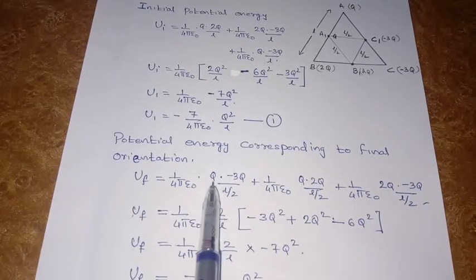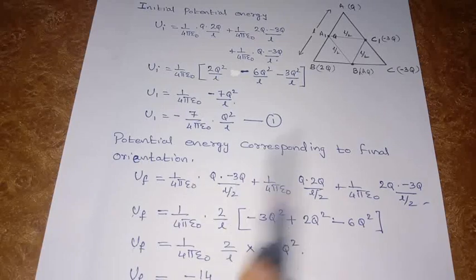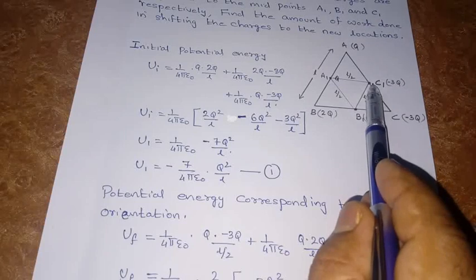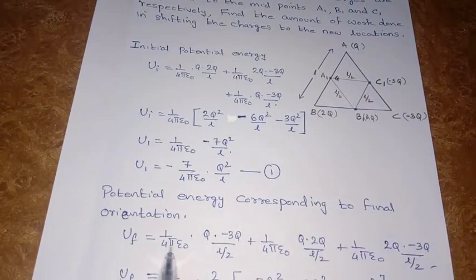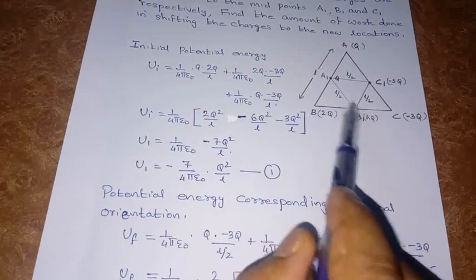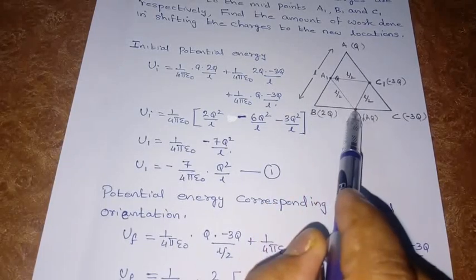The first pair is Q and minus 3Q. So it will be 1 by 4 pi epsilon 0 Q into minus 3Q divided by L by 2. The distance between the charges is L by 2 right now. Plus 1 by 4 pi epsilon 0 Q into 2Q divided by L by 2. The second pair is Q and 2Q. The distance between them is L by 2.